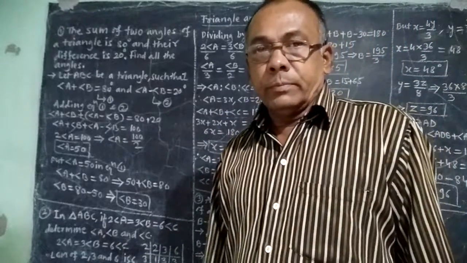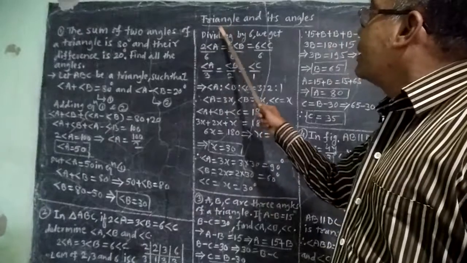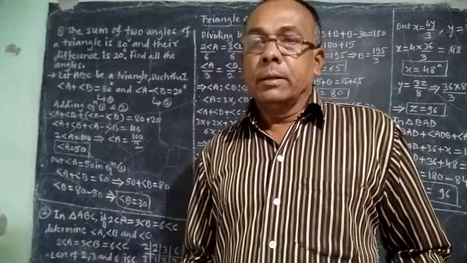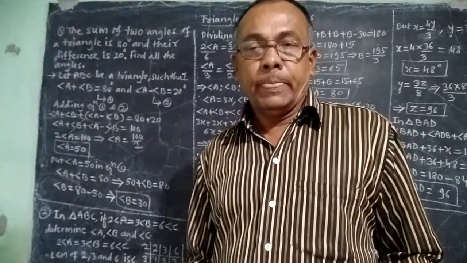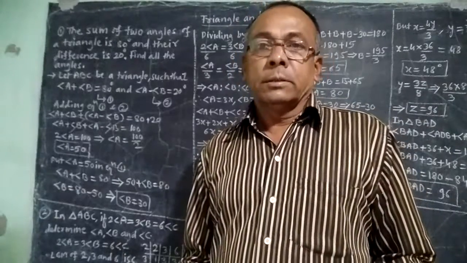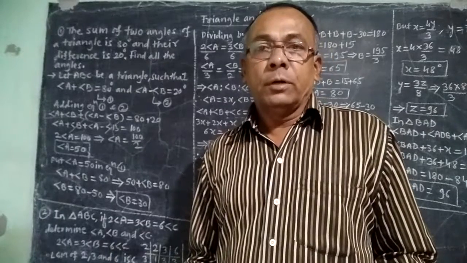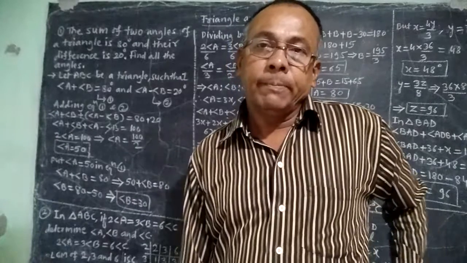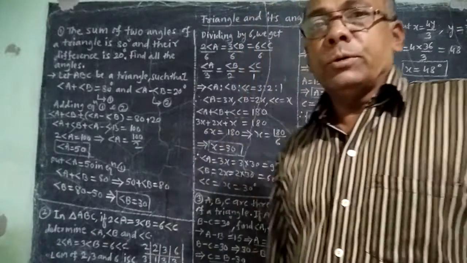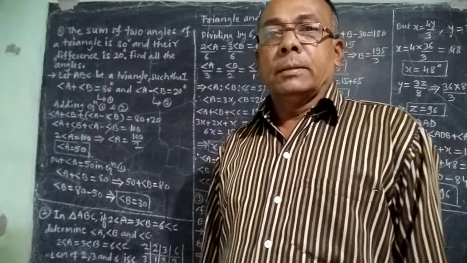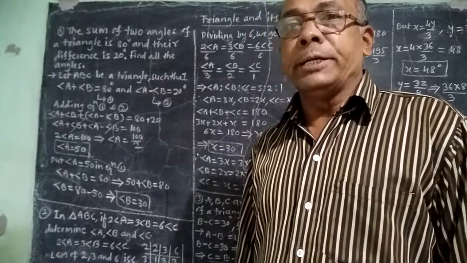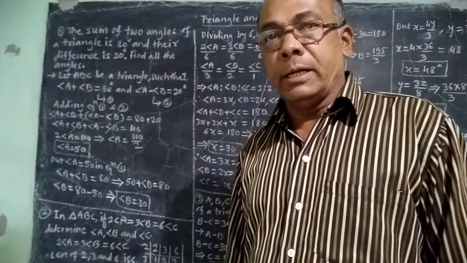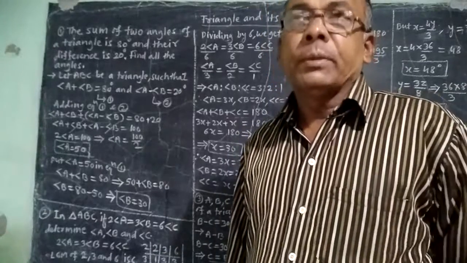Last time in our topic, triangle and its angles, we have seen one theorem, that is, the sum of all the angles of a triangle is 180 degrees. Also, we have seen one corollary which is related to the theorem.